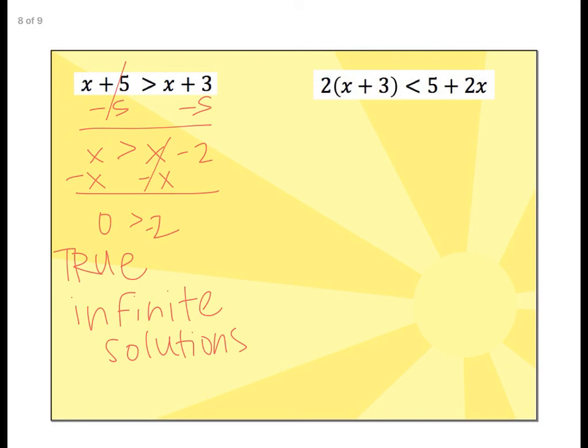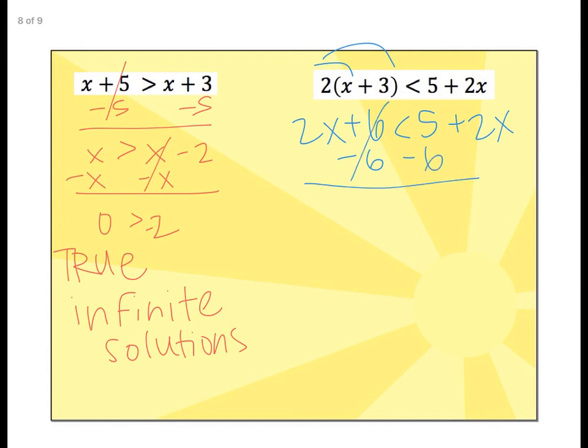And let's look at the one on the right. I do need to distribute. So I get 2x plus 6 less than 5 plus 2x. From there, I can subtract 6 from both sides. So I'm left with 2x is less than negative 1 plus 2x. Subtract 2x. Again, now my x's are gone.